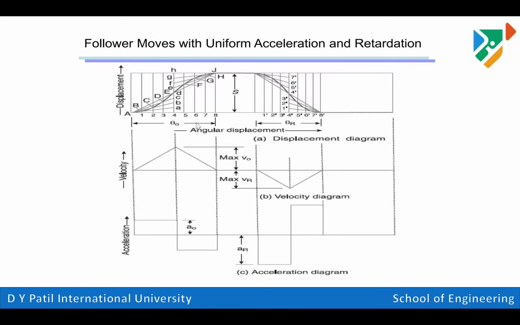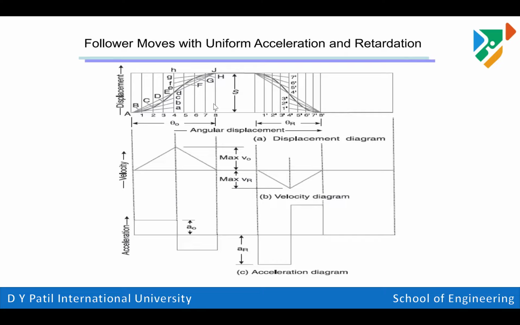Now suppose we have theta 0, just look at the arrangement. We have theta 0 of 80 degrees. We can use a scale of 1 centimeter equal to 10 degrees. So we can divide theta 0 into 8 parts. The central line will be line number 4. We have 4 divisions towards the left side and 4 divisions towards the right side.